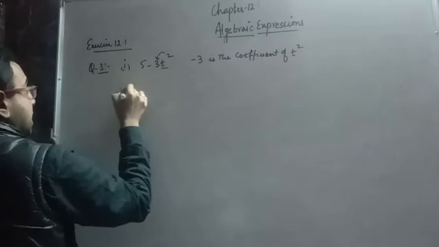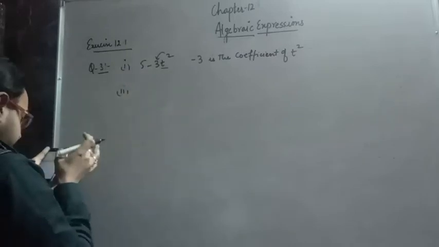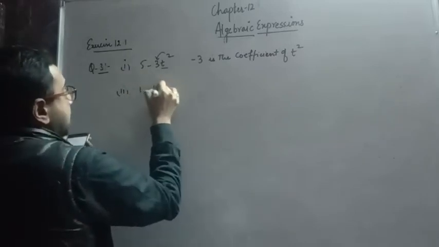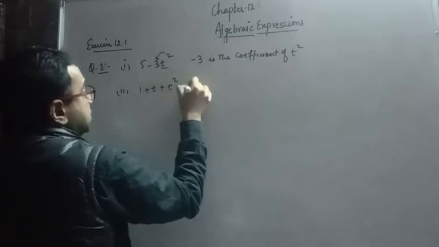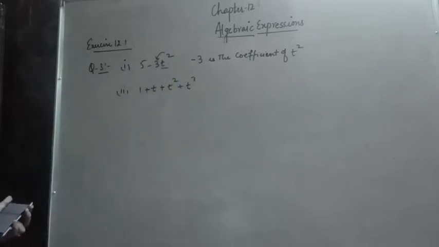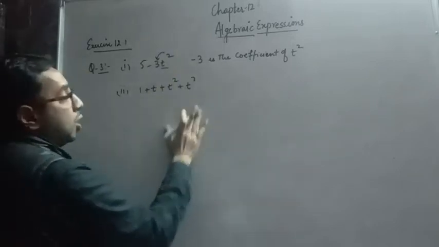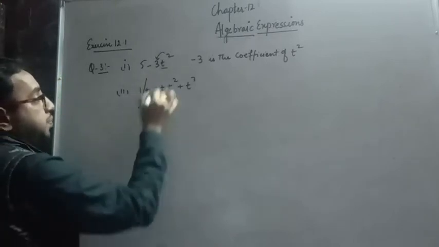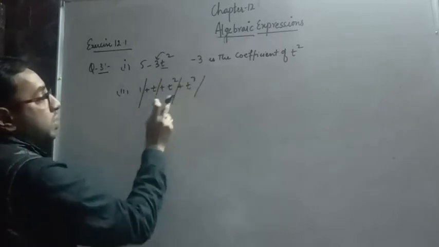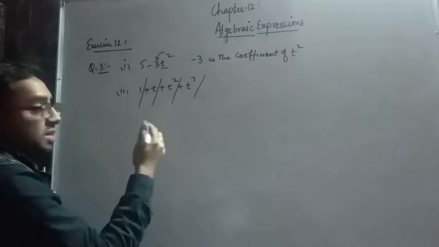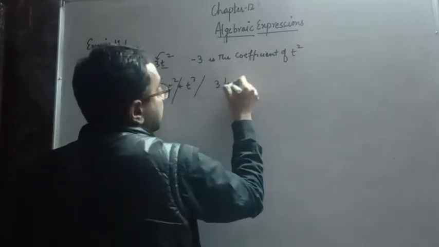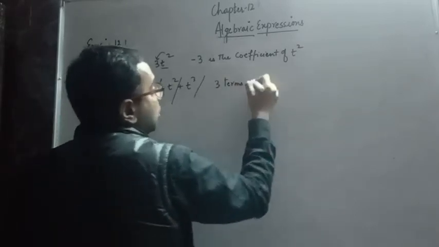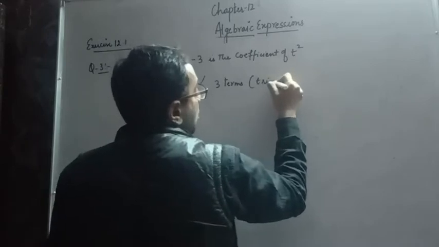Next, second part, let's see. 1 plus t square plus t cube. First of all, we'll see how many terms are there. 1, 2, 3. Because the signs mean plus sign. So 3 terms are there. On the basis of 3 terms, what we call it? Trinomial.